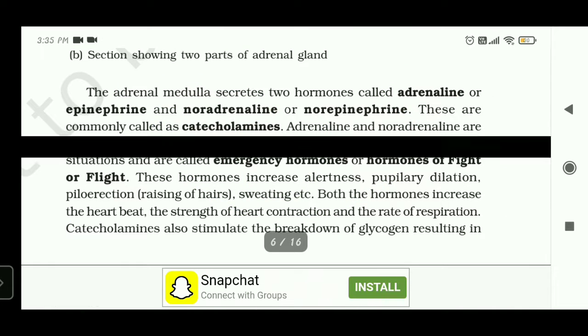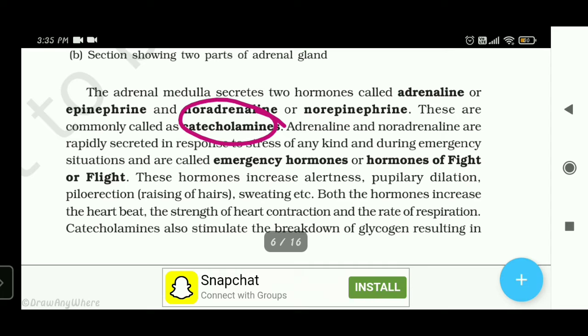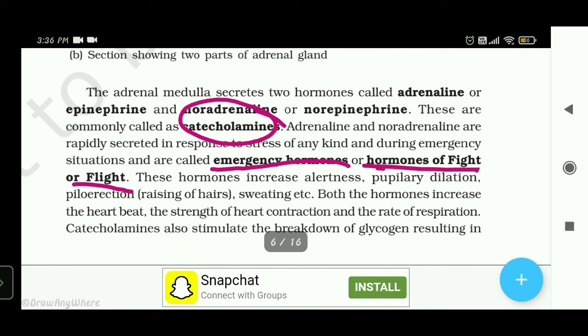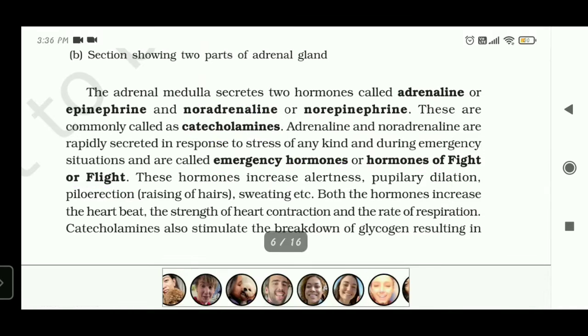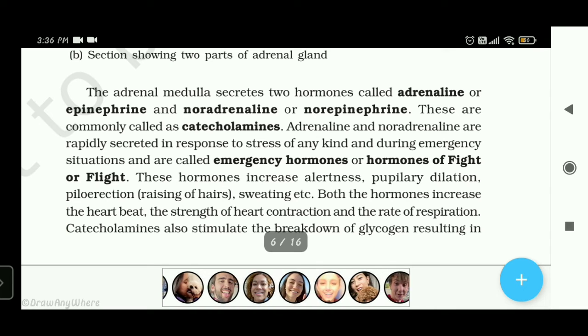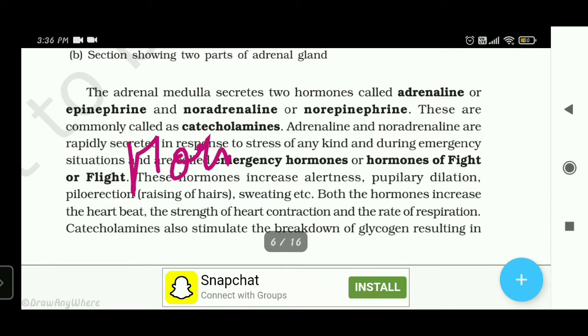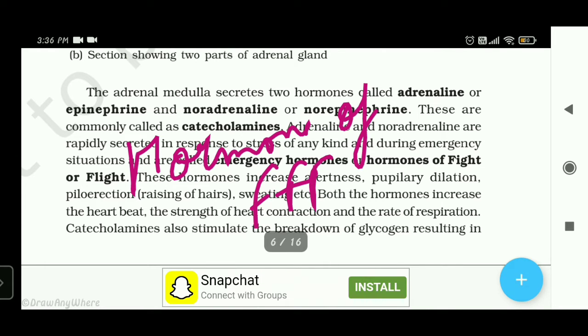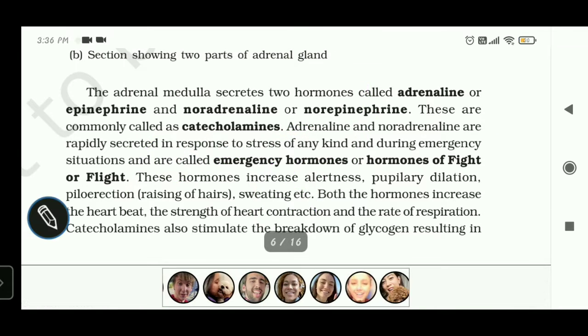These are commonly called catecholamines. What are these called? They are commonly called catecholamines. Adrenaline and noradrenaline are called the emergency hormones, or hormones of fight, flight or fear. They are also called hormones of FFF, which means fear, flight and fight.